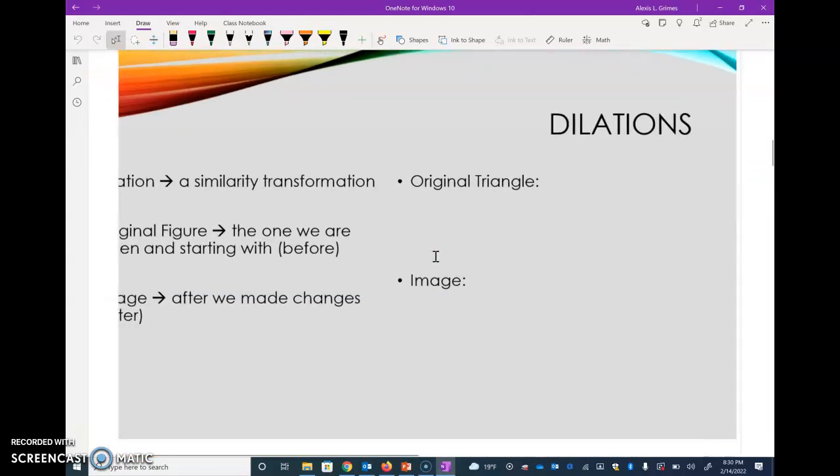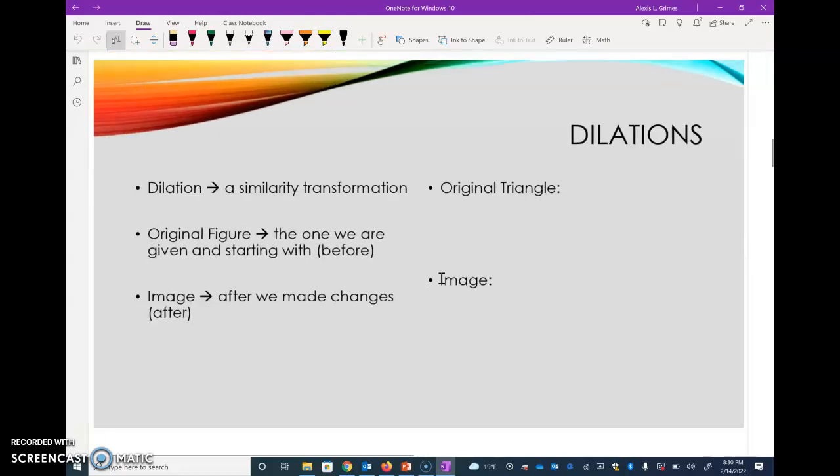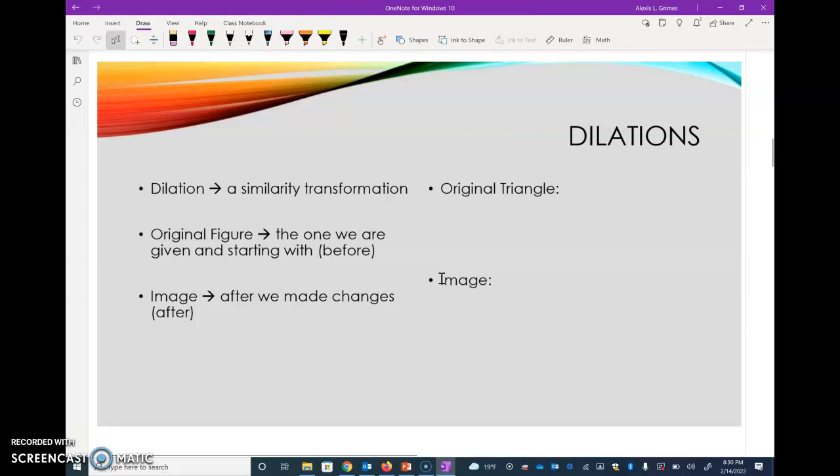Okay, so if you need to pause, go ahead and pause. You need to have these written down in your notes. You need to know a dilation is a similarity transformation. Think, when we are transforming something, think of what you know that means. We are changing it, right? Change. So dilation is just changing a shape from one thing to another. We've already been looking at them this way, so this isn't going to be very different.